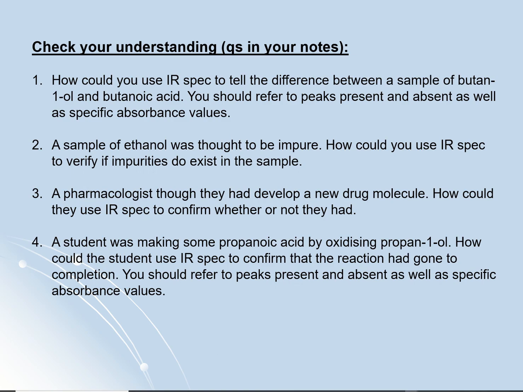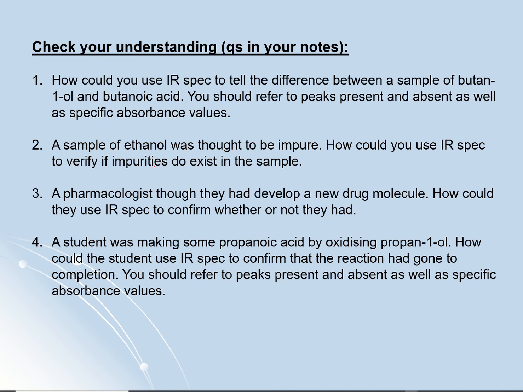So we've got a few questions here that you can do. How would you use infrared spectroscopy to tell the difference between a sample of butanol and butanoic acid? You need to refer to peaks that are present and absent. So maybe you want to pause the video, do these, and then come back and see my answers. I'm just going to do the answers all now, and it'd be a good idea if you just pause that video and then came back and checked.